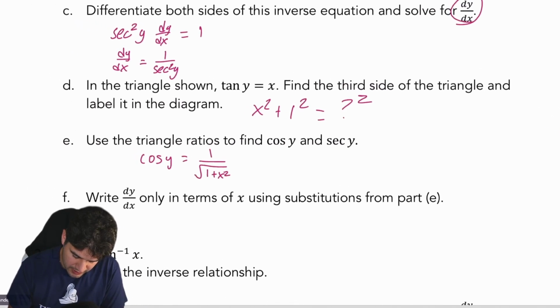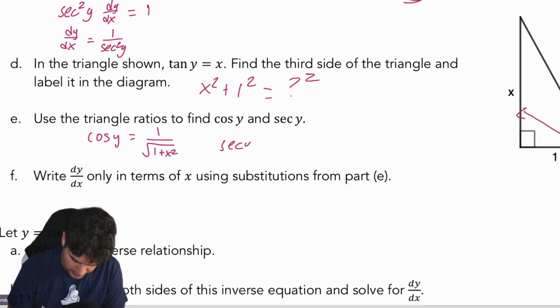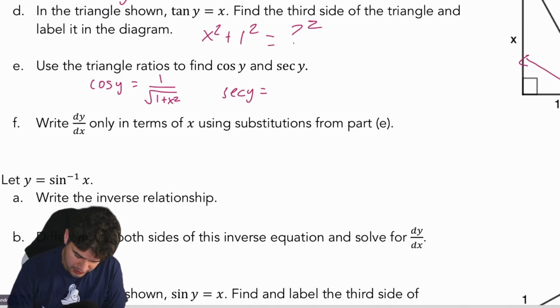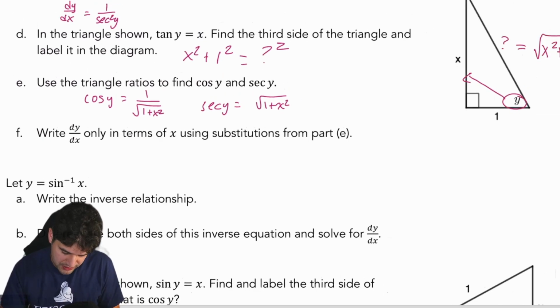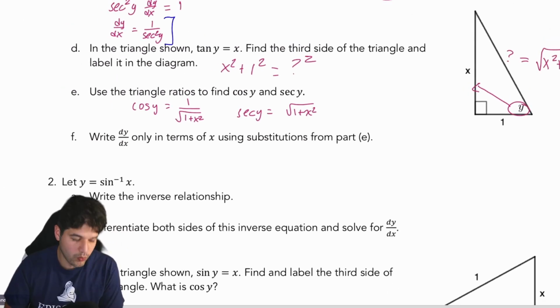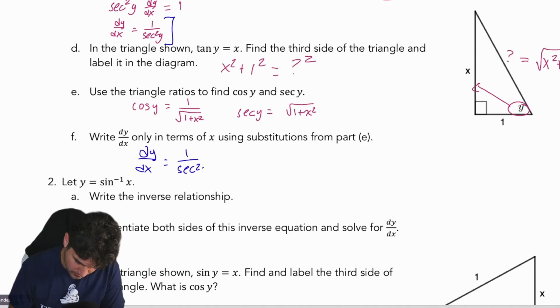And then secant of y is just going to be the reciprocal of that. So secant of y is just going to be the square root of 1 plus x squared. All right, so now we're going to come up and plug this into the equation that we found all the way up here: dy/dx is going to be equal to 1 over secant squared y.